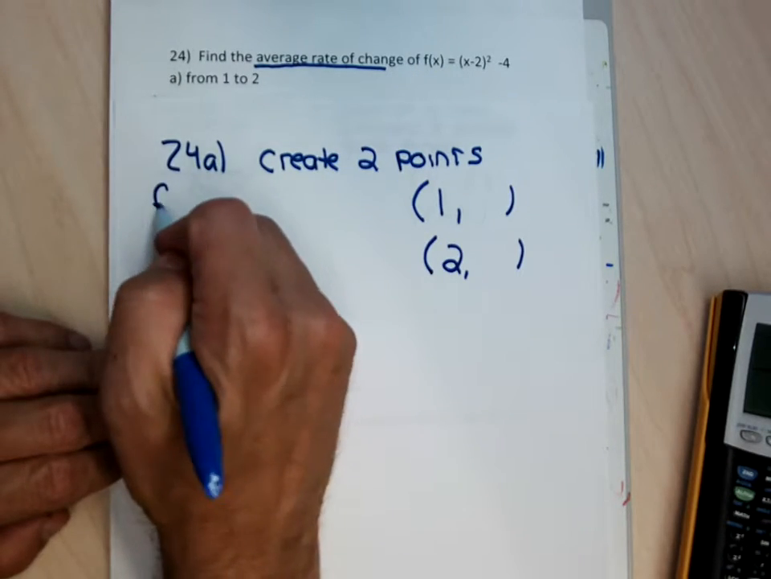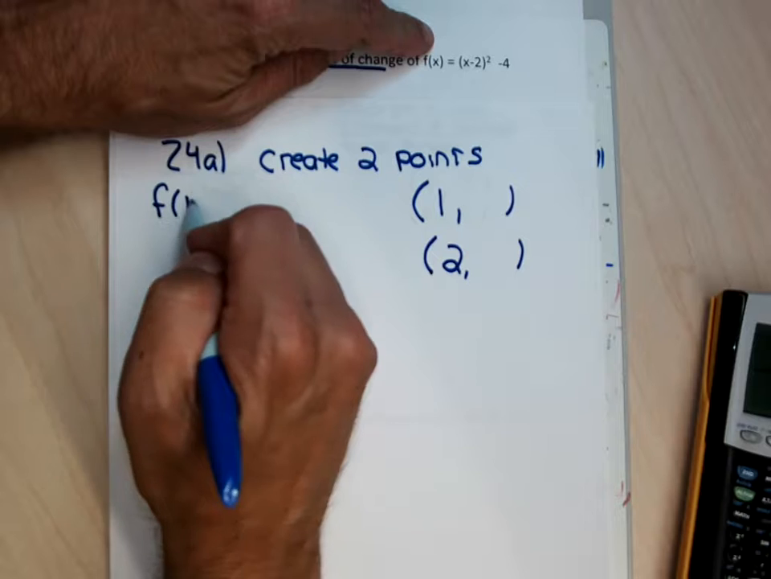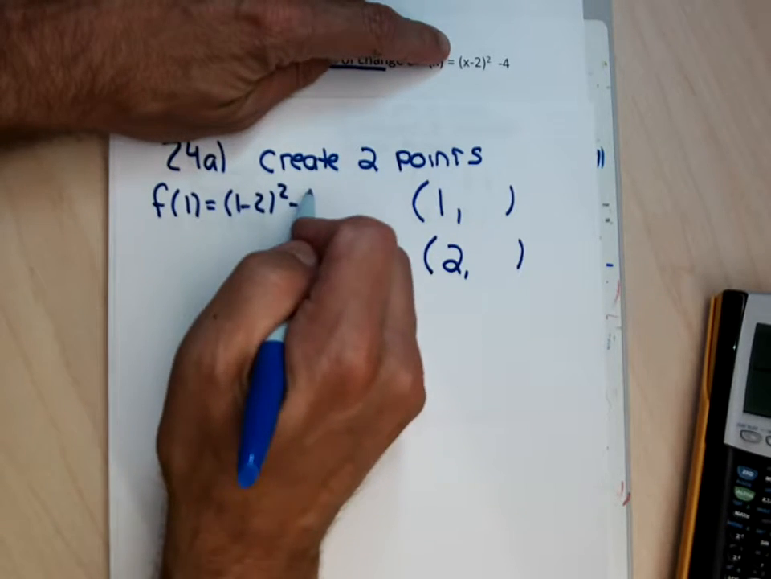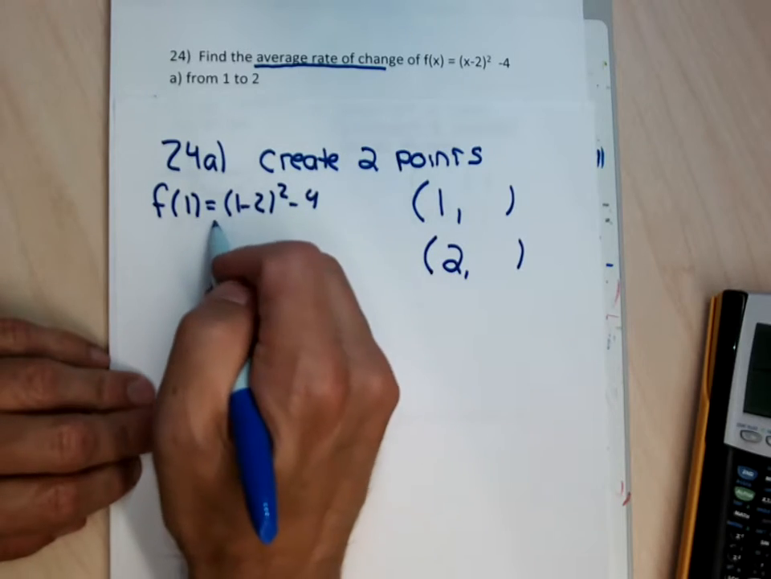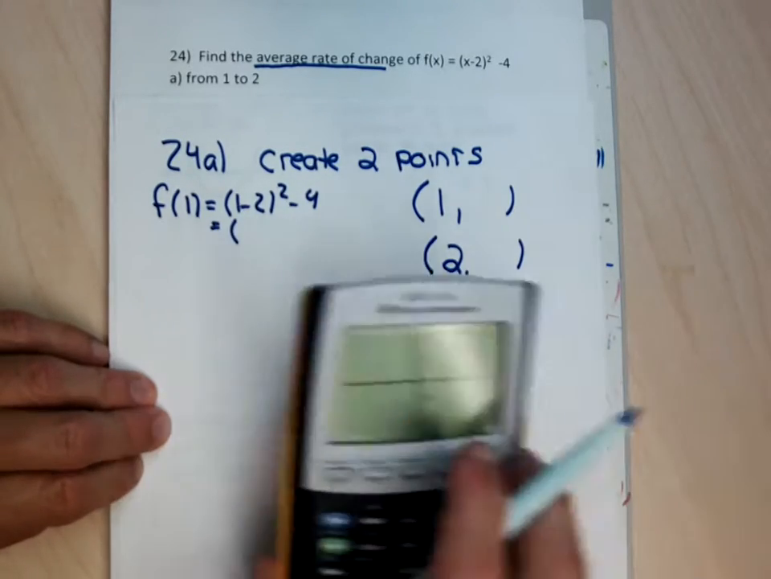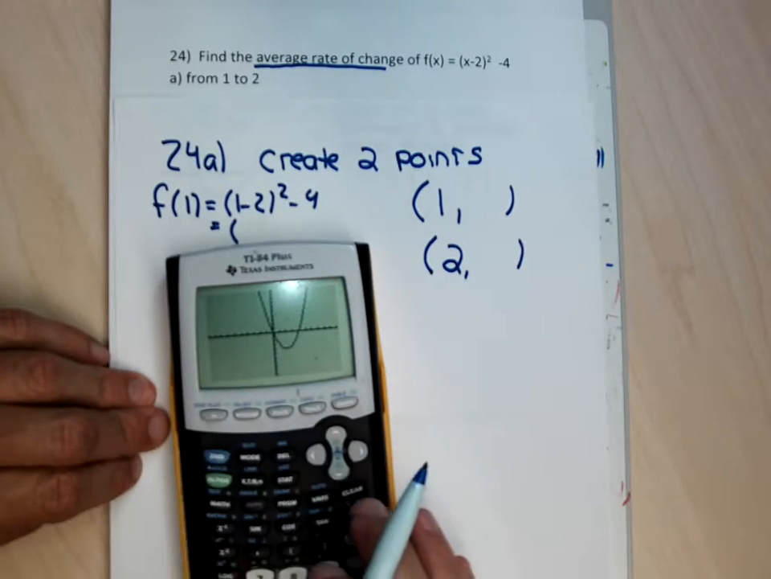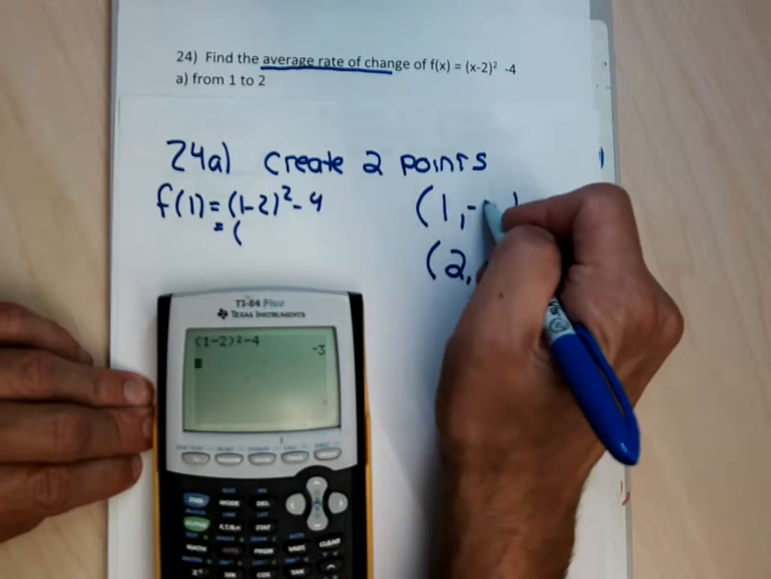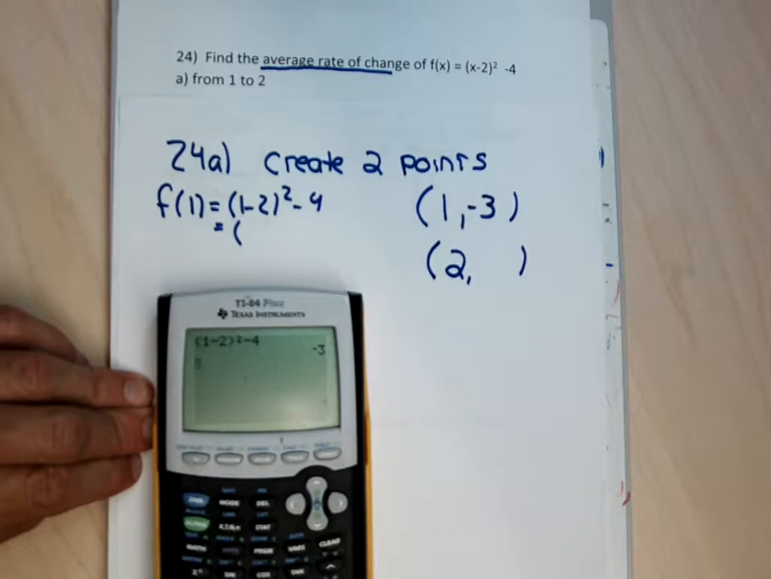I'm going to go f of 1 equals (1 minus 2) squared minus 4. That's going to give me, let me just do it on my calculator. That's going to give me parentheses 1 minus 2 squared minus 4. That's going to give me -3. So the first point has a y coordinate of -3.